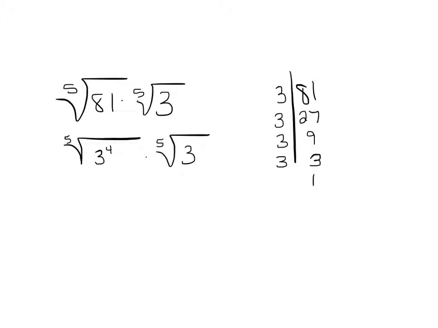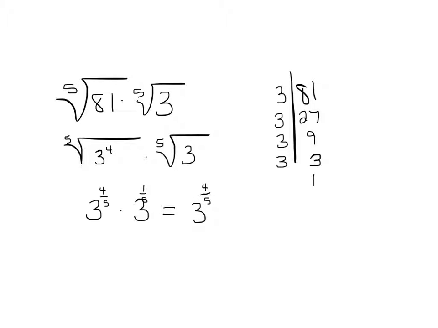Then I'm going to write this as a rational exponent, because if I write them as rational exponents, I can actually use the properties. So this is 3 to the 4 over 5 times 3 to the 1 over 5. Because there's a 1 right there that you don't see because it's not there, but 3 to the 1 is 3. So now I'm going to use the properties of exponents.